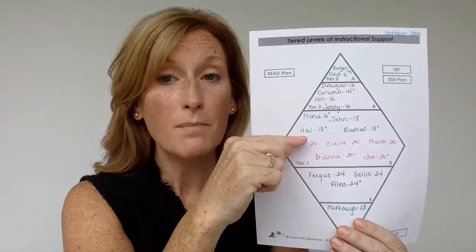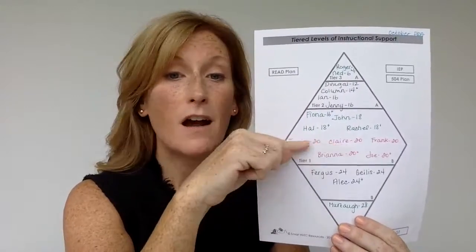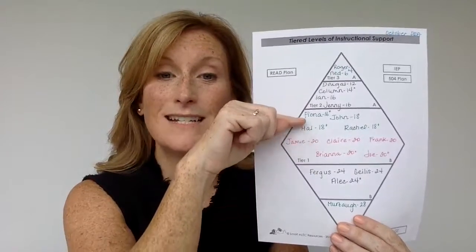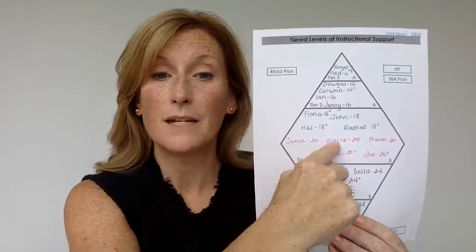Then I had a few students who were at that 18, so I'm going to put them above my 20 because they're closer to that below grade level. They're not below grade level, but they're not on grade level. So I'm going to even tier them right above my students who are on grade level. And they were at an 18.